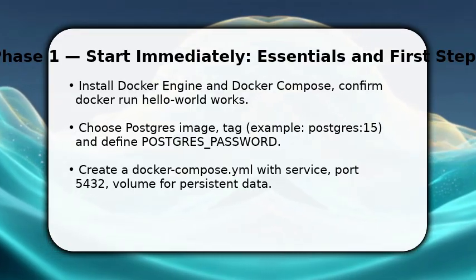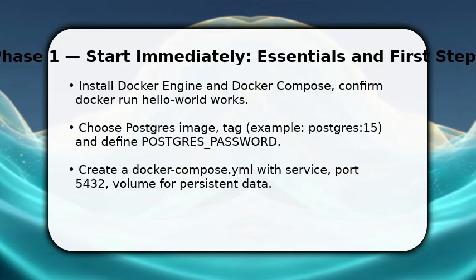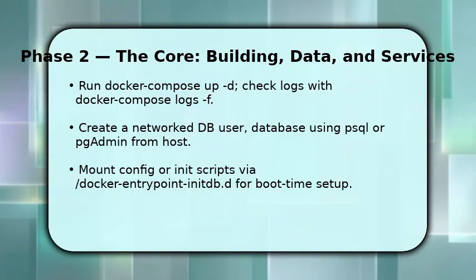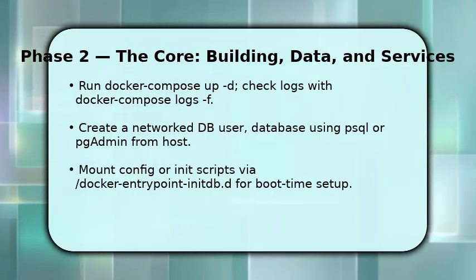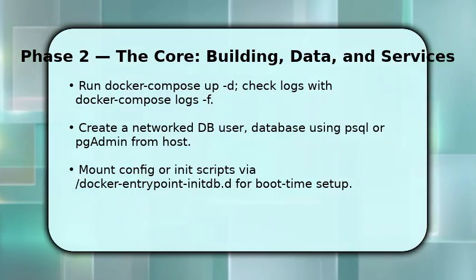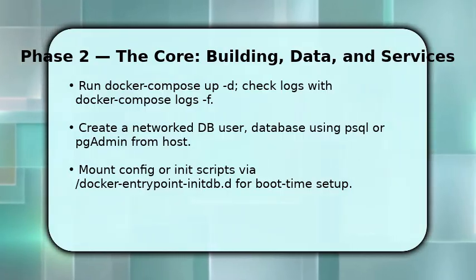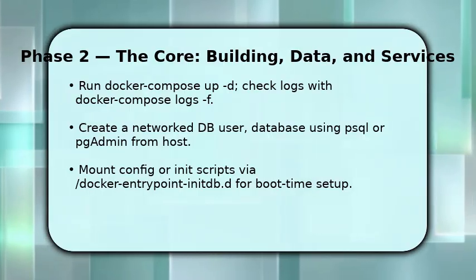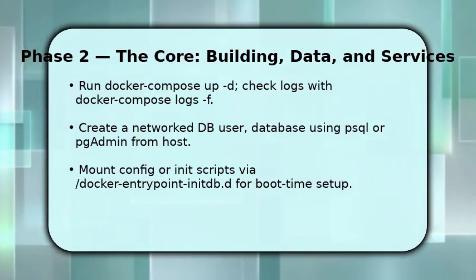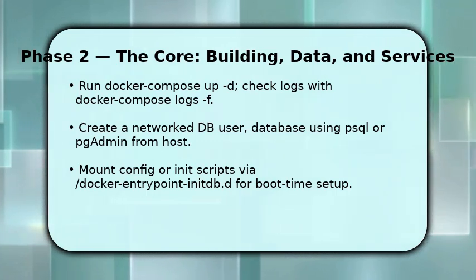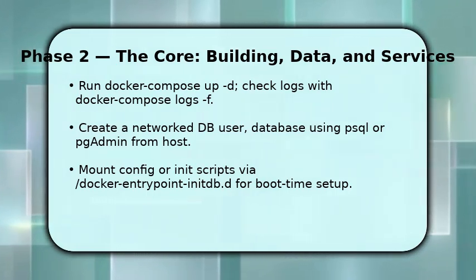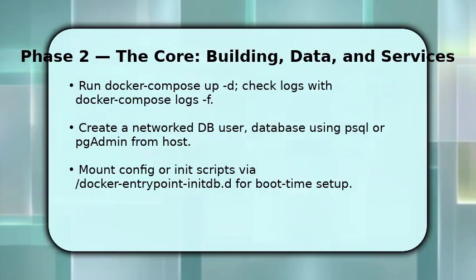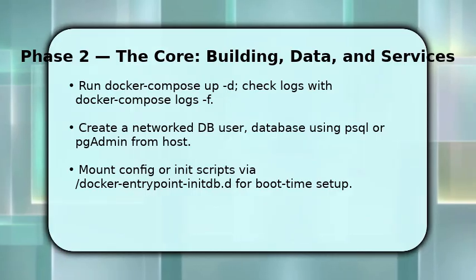You will bring the database online and configure access. Run docker compose up -d to start the container. Make sure to check startup with docker compose logs -f and docker ps to confirm port 5432 binds. Once running, connect from the host using psql or a GUI like pgAdmin to create users and databases. This lets you set roles and privileges immediately. If you need schema or seed data, mount SQL scripts into /docker-entrypoint-initdb.d so they run on first initialization. Make sure volumes and permissions are correct.